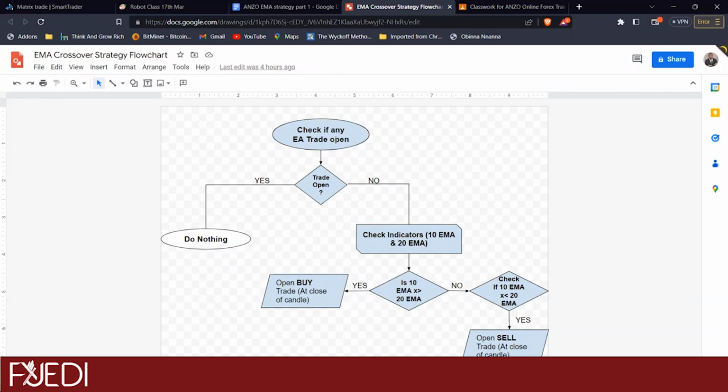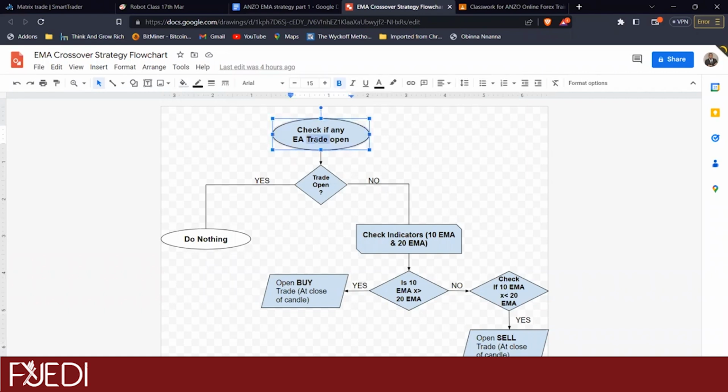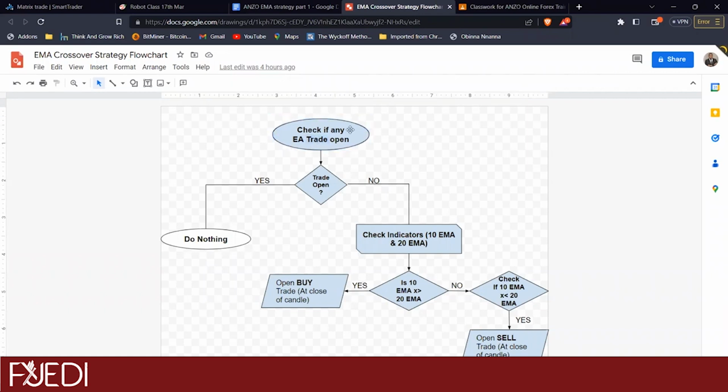So this is what we're going to be looking to do. This is what we're going to be trying to get a robot to do for us, right? First thing, we want to check if there are any open trades. It's important because we don't want our EA to just be taking trades indiscriminately. So if there's an open trade from the EA, we want to check that. Now, if there's an open trade, in this instance, we want to do nothing. In subsequent training videos, I'll show you how we would look to manage our open positions. But for now, if there's an open trade, the robot will do nothing.